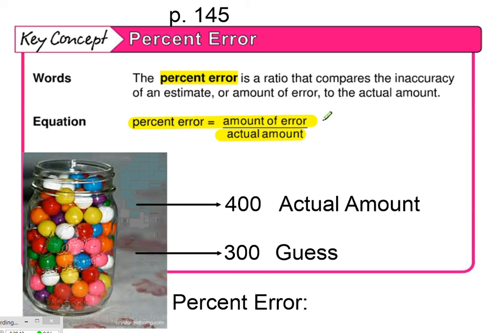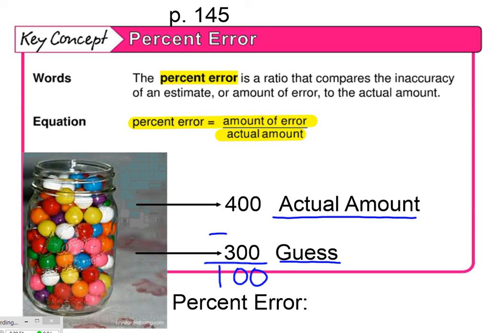So let's take a look at the gumballs in this jar. If we were just to take a quick estimate, I would guess that there are about 300 gumballs in the jar. However, if I actually took the time to count them all, I would know that 400 is the actual amount. So to find the percent error for this problem, we need to look at the difference between the actual amount and my guess. So 400 minus 300 is a difference of 100. That's how many gumballs I was off by.